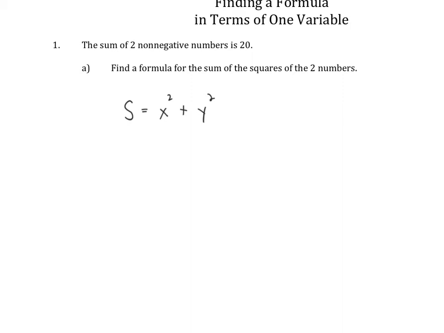So they'll give us extra information either in the form of a sentence, or it might be in some picture that they give. Okay, so they say the sum of two non-negative numbers is 20. The sum of the two numbers is 20. So we can solve this for either one and then plug it in. I'm going to solve it for y. Just subtract x. Then we'll take this and substitute that in for y.